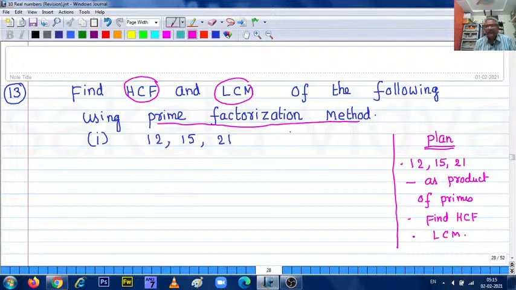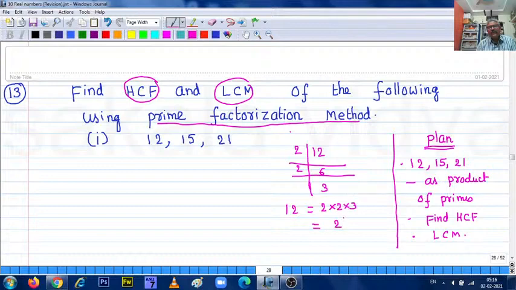So first let us write the prime factors of 12. Prime factors means you can write like this. See, 12, 2 sixes are 12, 2 threes are 6. So that means 12 can be written as 2 into 2 into 2 into 3. This we can write as 2 square into 3 raised to power 1.